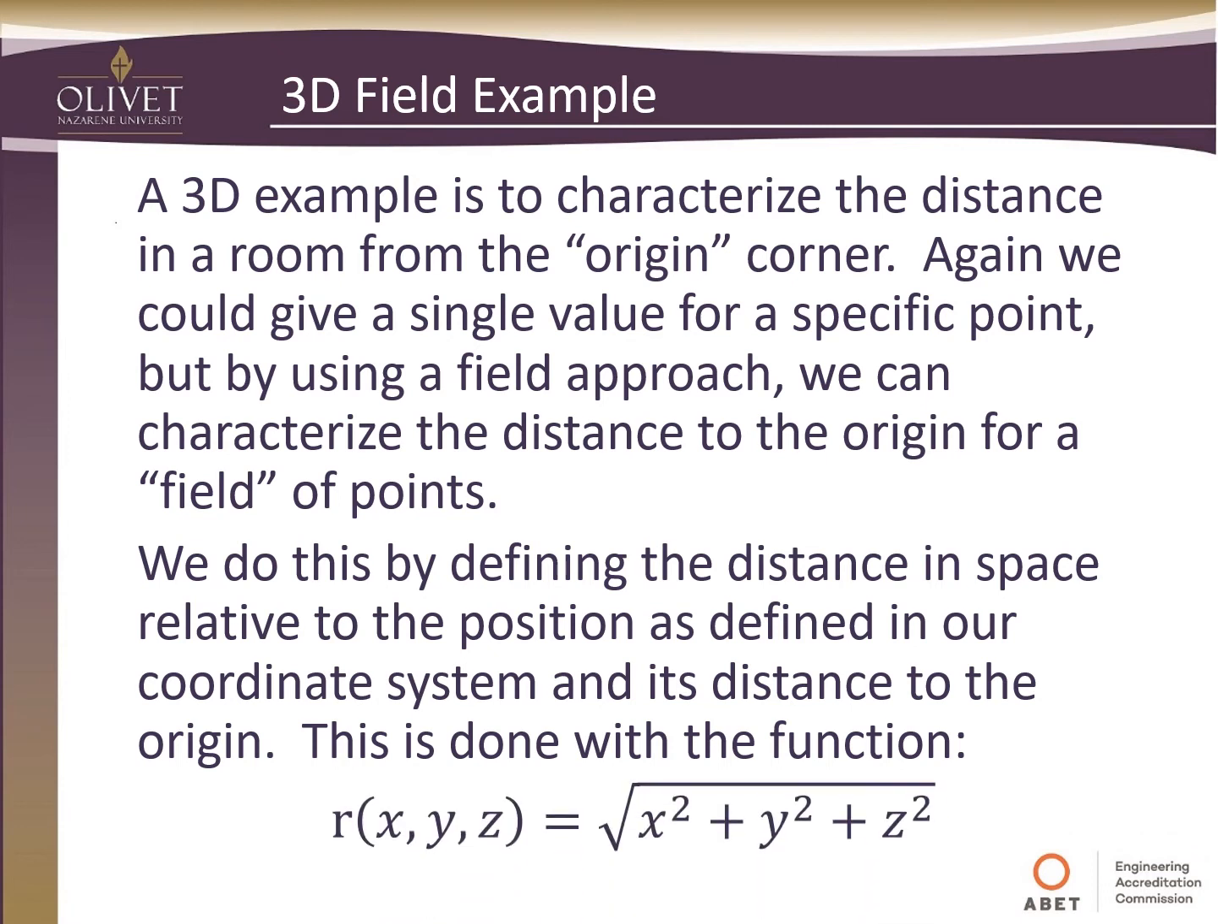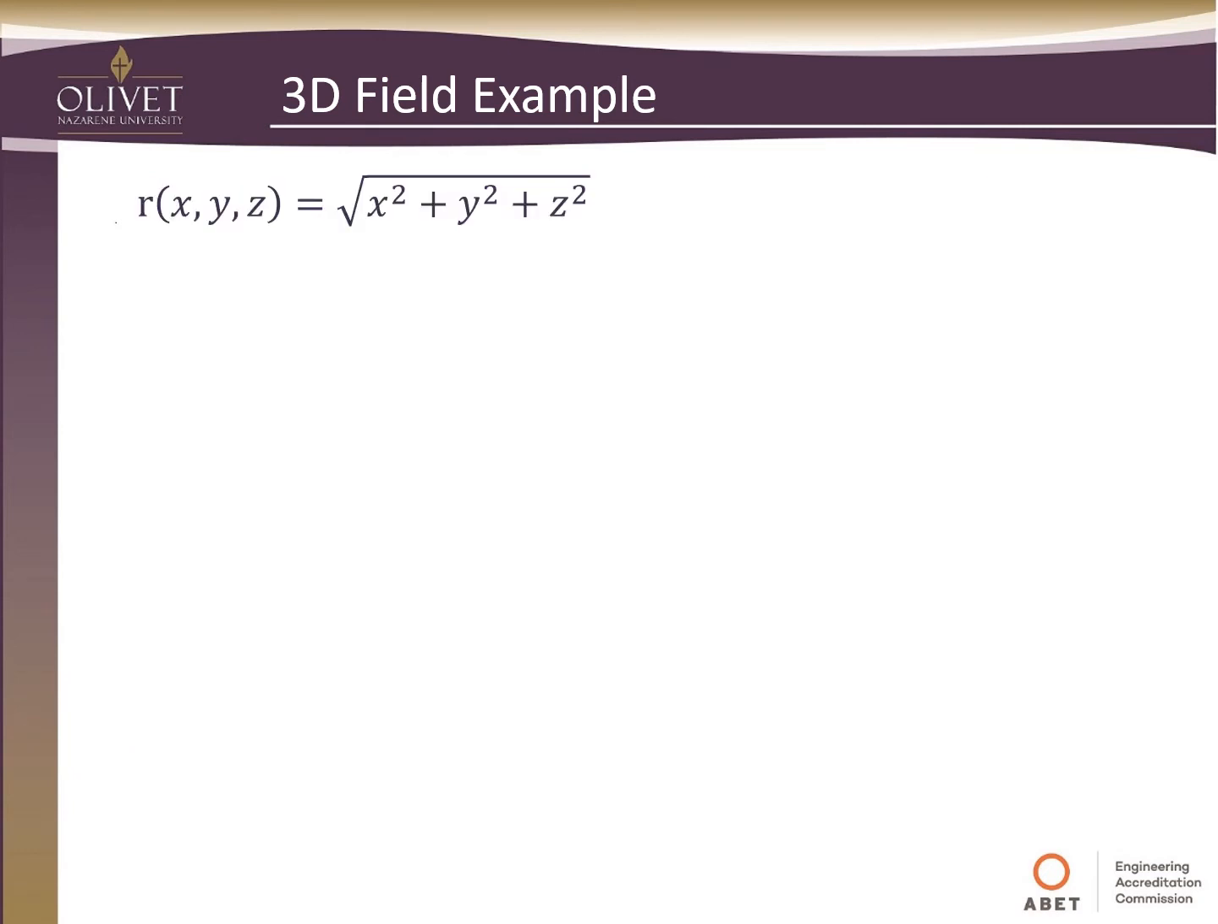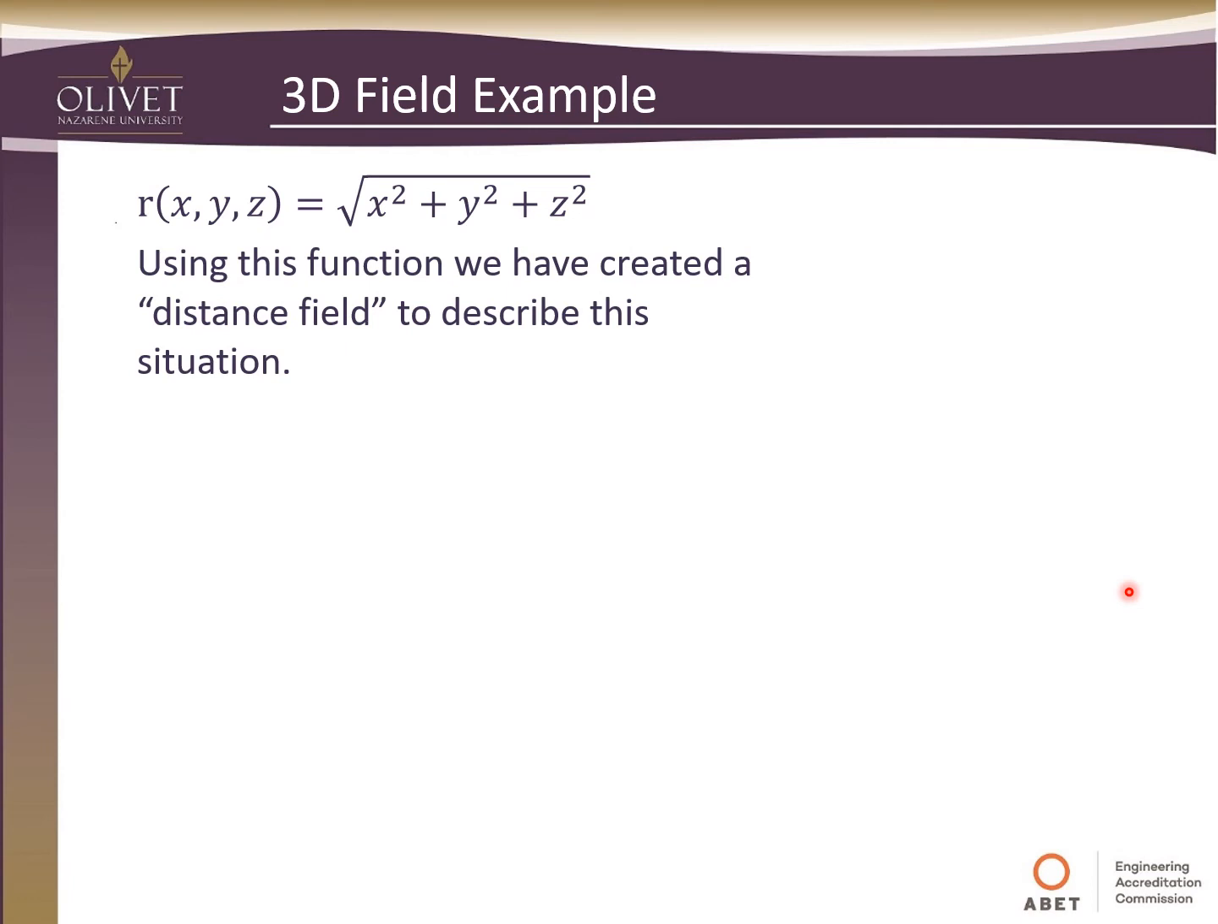So when we do that, we can use a function such as this one, where r, which will be our radial distance to the point, in terms of x, y, and z is just equal to the magnitude at that point relative to an origin. So again, if we look at this example, we have our definition of our field here. Using this function right here, we've again described a distance field, so the distance from the origin to describe this situation.